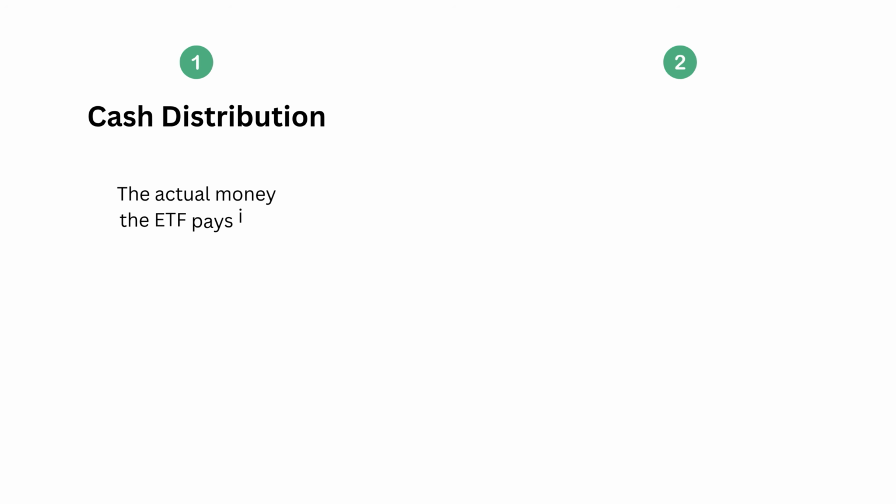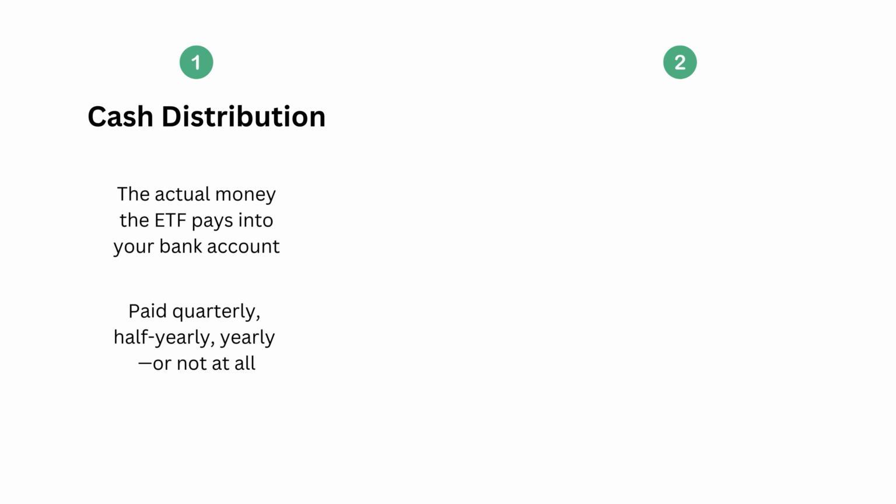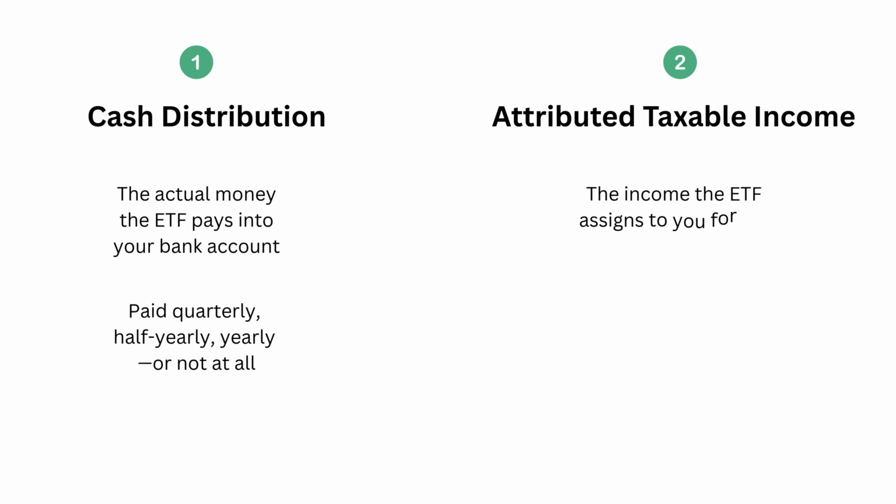Now, there are two key concepts. Once you understand the difference between them, you're already 80% of the way there. One, cash distribution. This is the actual money the ETF pays into your bank account. Depending on the fund, distributions may be paid quarterly, half-yearly, or yearly, or not at all. Two, attributed taxable income. This is the income the ETF assigns to you for tax purposes. It can be more or less than the cash distribution you receive.